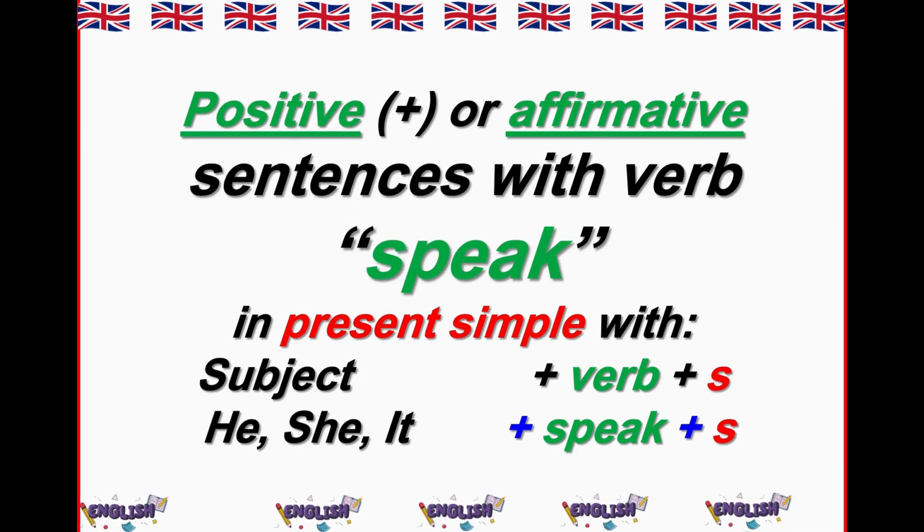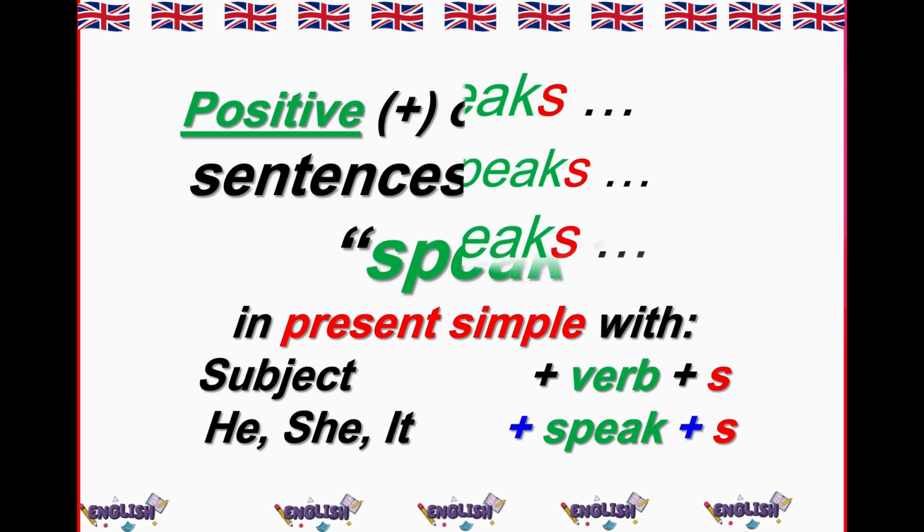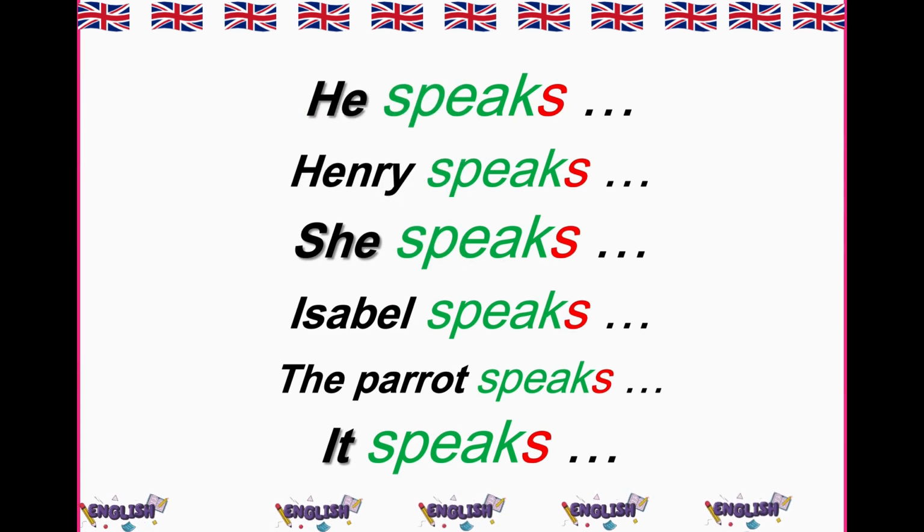Positive or affirmative sentences with verb speak in present simple with subject plus verb plus s. So he speaks, she speaks, it speaks. In today's lesson we are not going to use it because it's just for animals. So because animals and objects, they don't speak, so we are going to use mainly he and she in the examples. Let's continue. So this is the rule.